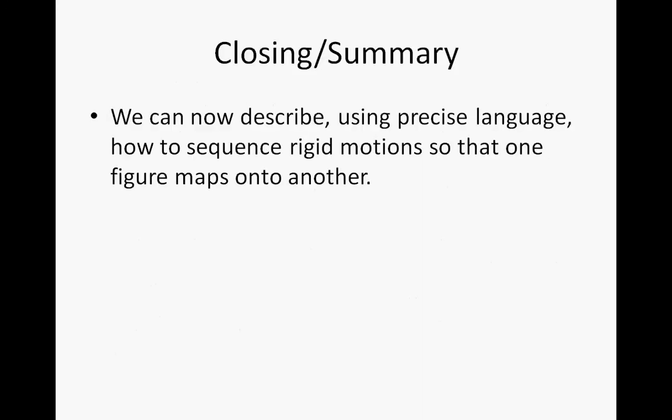And that is, we're going to finish up. We can now describe using precise language how to sequence rigid motions so that one figure maps onto another. And again, the key word here is precise language. You will be held to precision, so you want to make sure that you practice incorporating and including all of the elements to prove that one figure maps onto another.